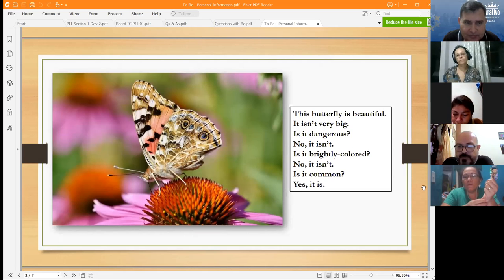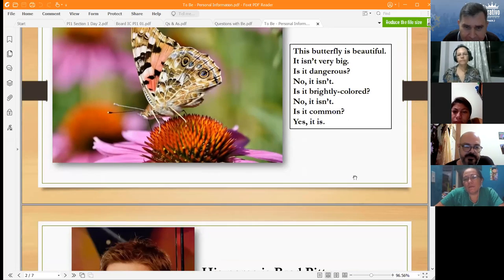This butterfly is beautiful. It isn't very big. Is it dangerous? No, it isn't. Is it brightly colored? No, it isn't. Is it common? Yes, it is. Butterflies are common. You find them everywhere, right? Okay, thank you.